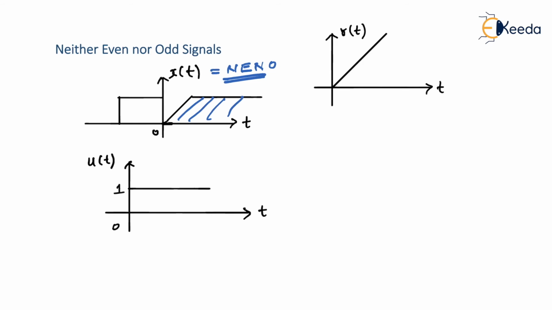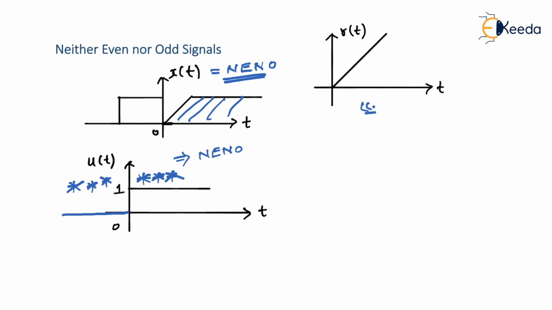Also, the u of t signal is also in the neither even nor odd category, because whatever is present at the right hand side, nothing is present on the left hand side, right? I mean, not even diagonally. So if there is no diagonal symmetry, it is not an odd signal. If there is no symmetry with respect to the y-axis, that is, whatever is present on the right hand side should be present at the left hand side also, right? But since u of t is always 0 for t less than 0, this also comes into the same category, that is neither even nor odd.